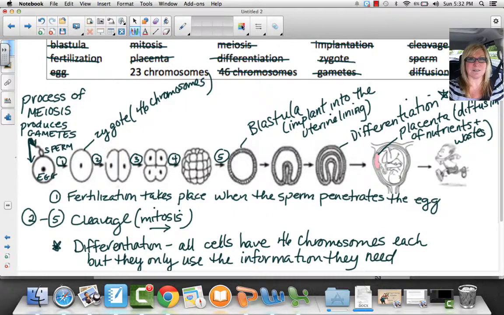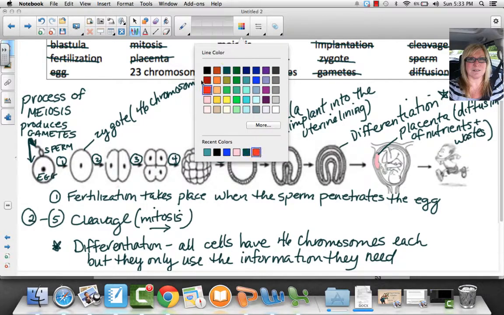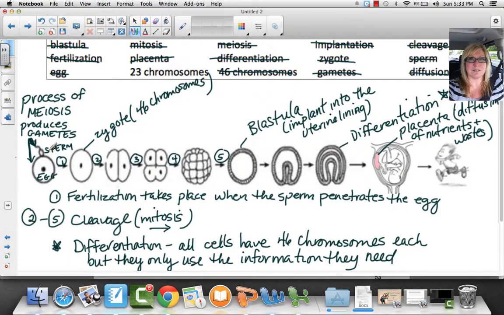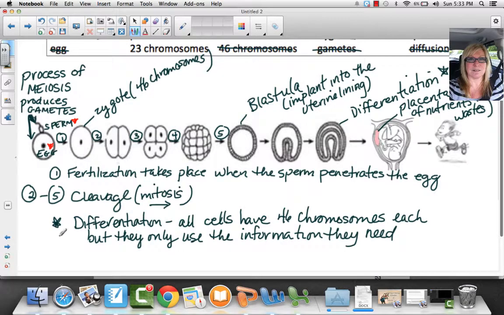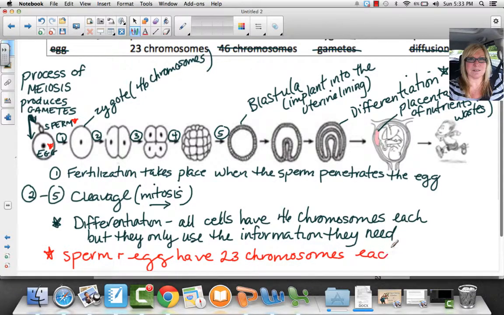And we're going to go back to here and put, I guess I'm going to try to put another little star next to the sperm and egg. And you can make a note down below, okay, sperm and egg have 23 chromosomes each. Okay, so the last thing that we're going to do is look at a couple of review questions that have to do with what we just talked about, which are on the next page.